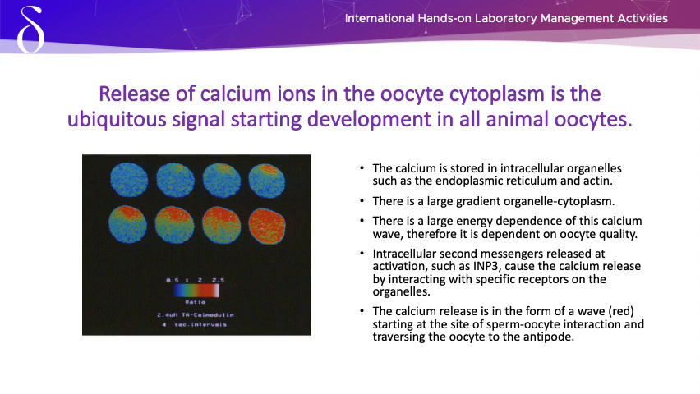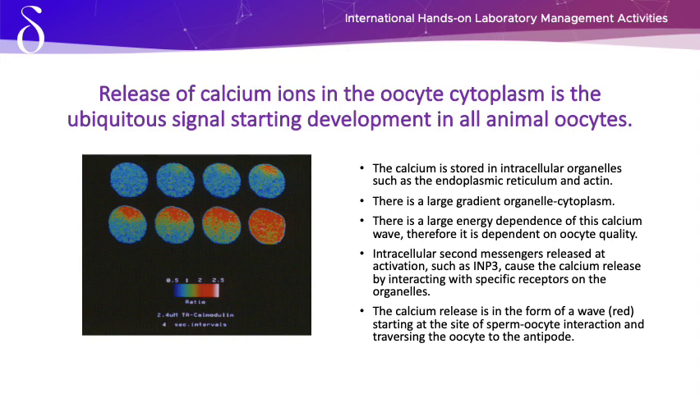The ubiquitous activation signal is actually the release of intracellular calcium within the oocyte. The calcium is stored in intracellular organelles such as the endoplasmic reticulum, and more recently we think the actin cytoskeleton stores calcium. There's a very large gradient from the organelle into the cytoplasm, and the sperm, you can see on the graphs on the left, hits the oocyte and starts this calcium wave, which you can see in red, which passes slowly across the egg until it reaches the antipode.